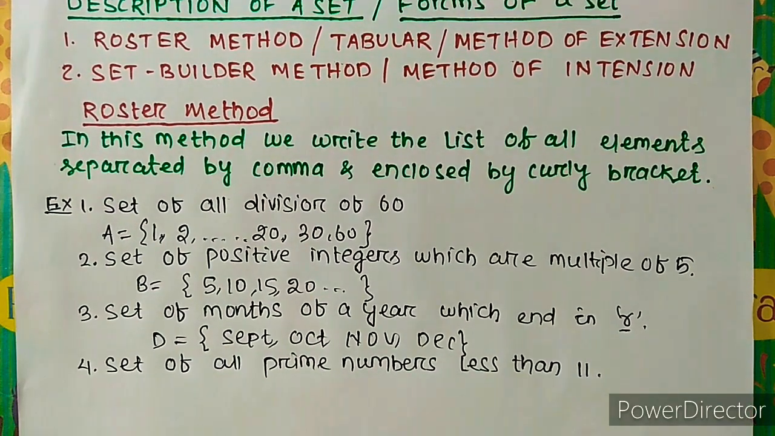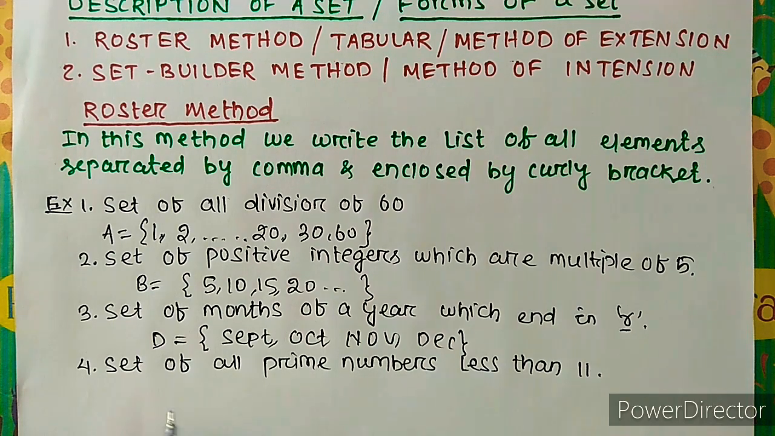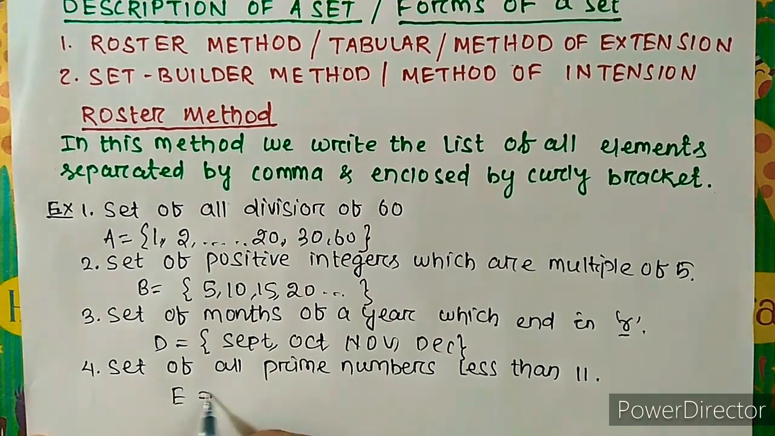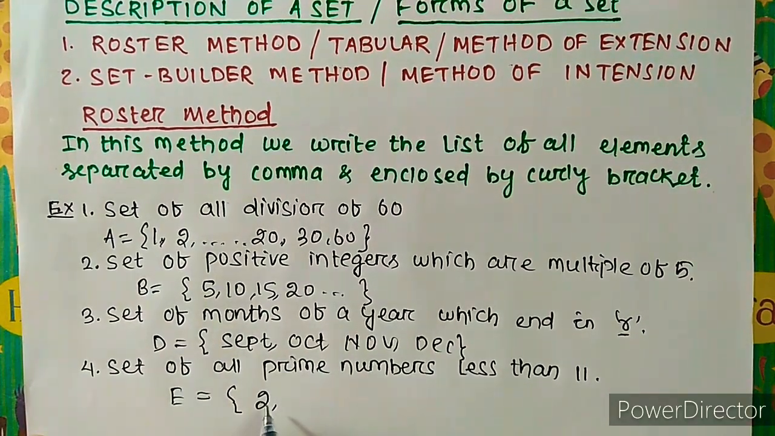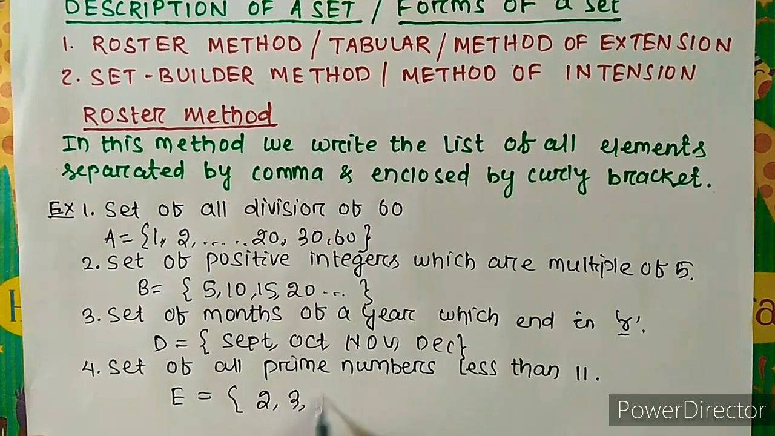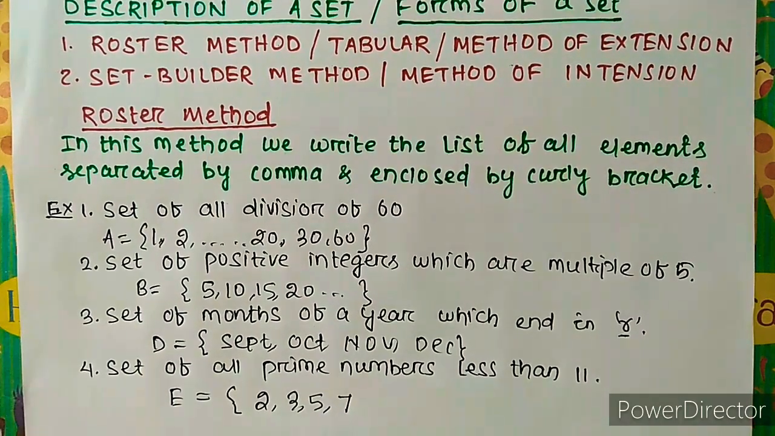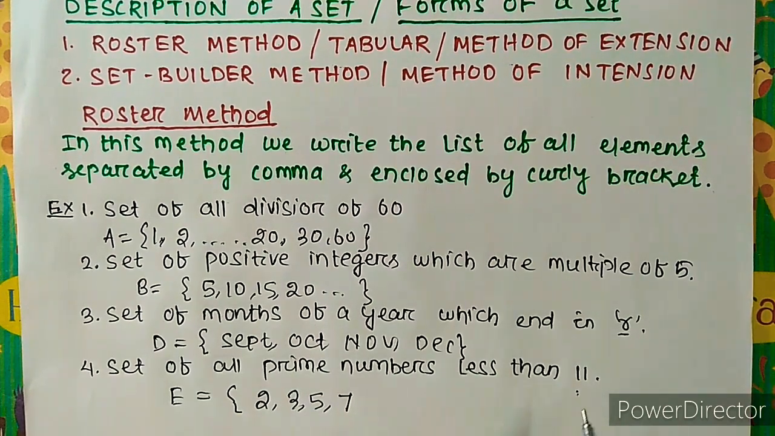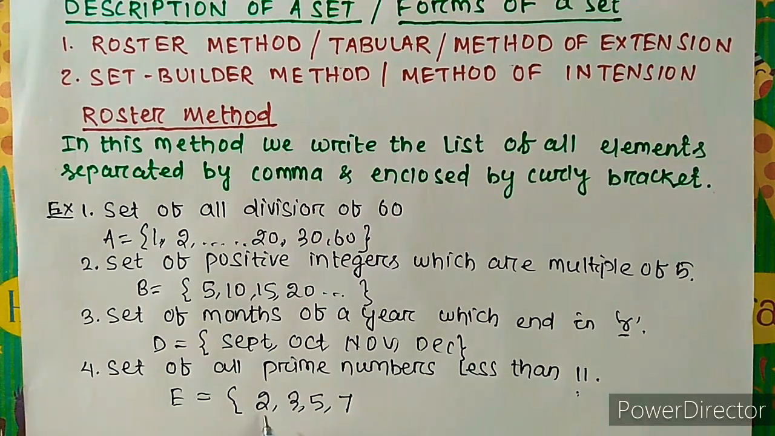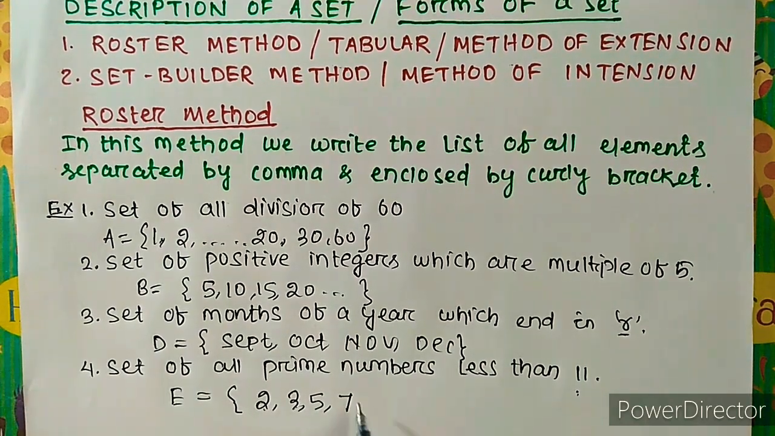And the last example is the set of all the prime numbers less than 11. That means we have to write the prime numbers which are less than 11. So we take it as set E, and with the curly bracket starting, we write 2, yes, it is a prime number, and 3, 5, 7. Here it is given that less than 11, so we can't write 11. The elements should be less than 11. So there are only 4 elements: 2, 3, 5, 7.